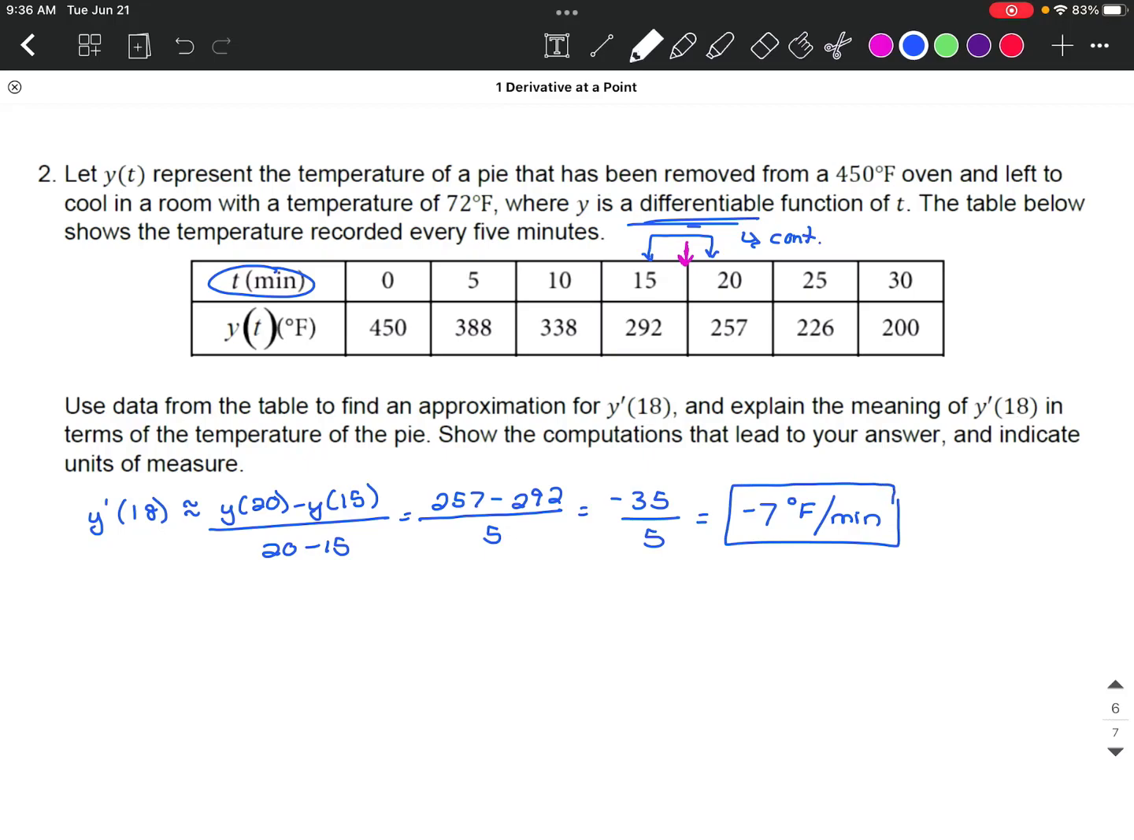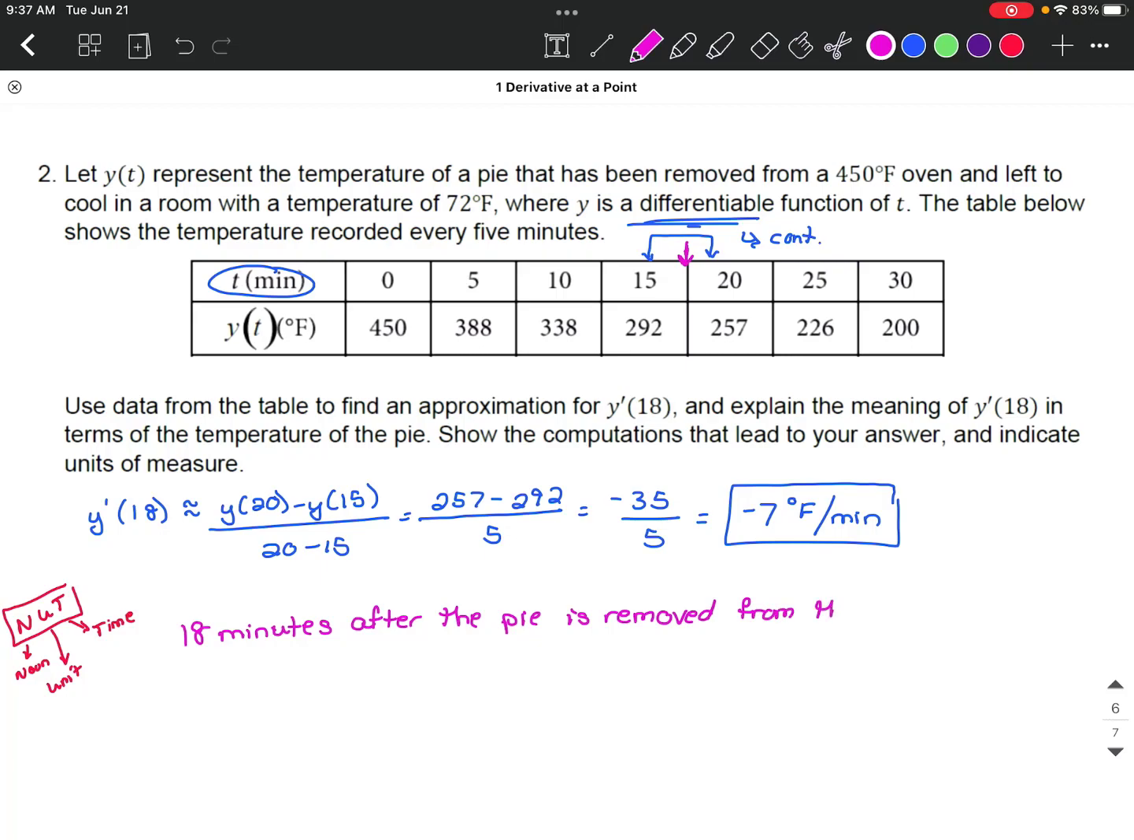Now let's interpret this. Remember, when we interpret, we use something like the NOT method. We need to know the noun, we need to use the unit, and we need to make sure the time is all in that answer. So what's the time? When is this happening? Remember, t is the time since it's been removed from the oven. So 18 minutes after the pie is removed from the oven, that's when it's happening.